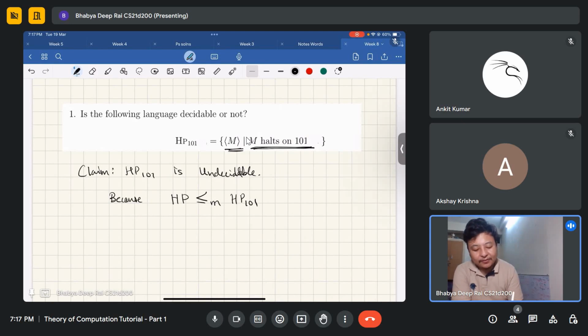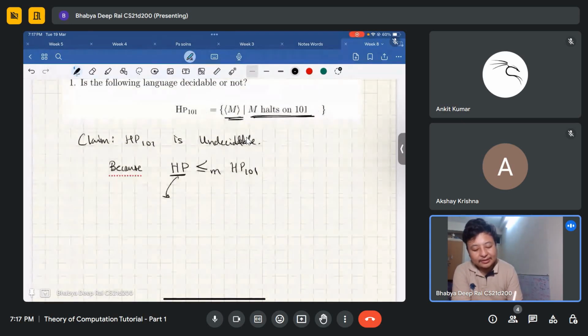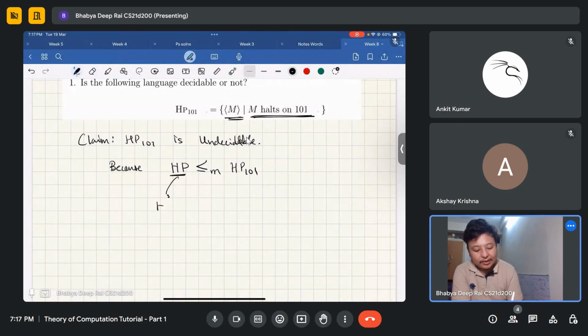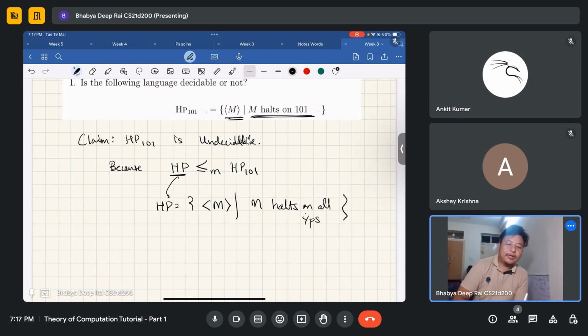If you don't remember, the halting problem HP is the set of all machines M such that M halts on all inputs. In other words, given a machine, determine whether it halts on all inputs. And HP101 is: given a machine, does it halt on input 101?